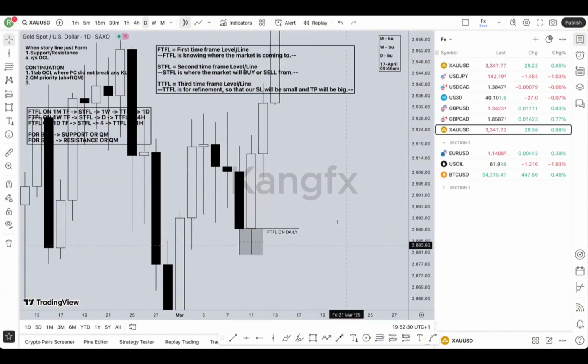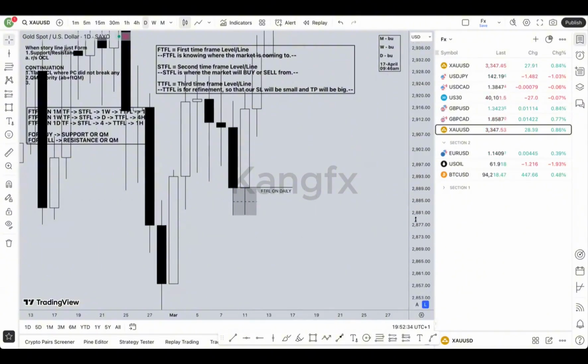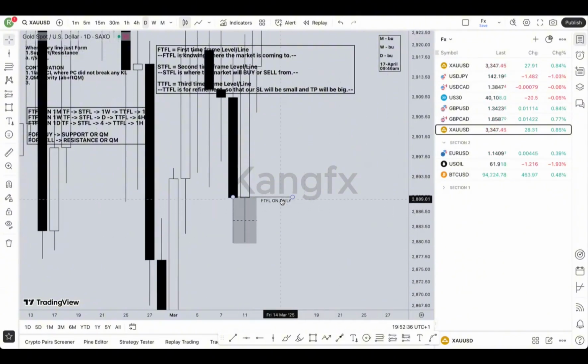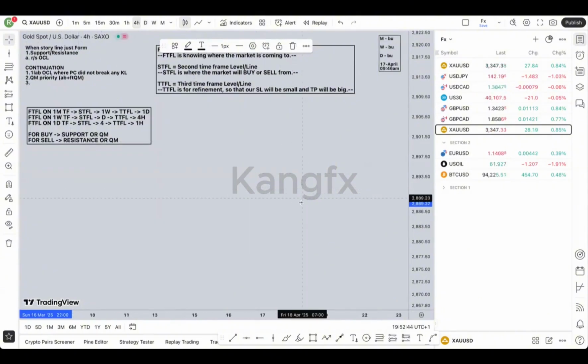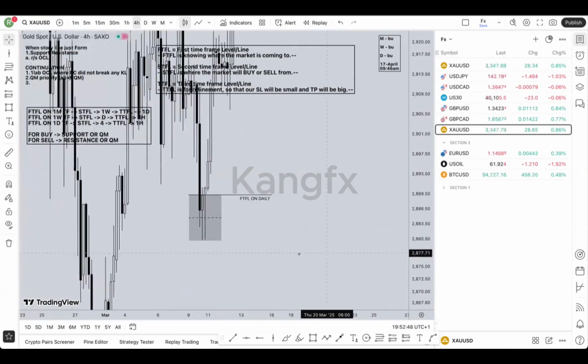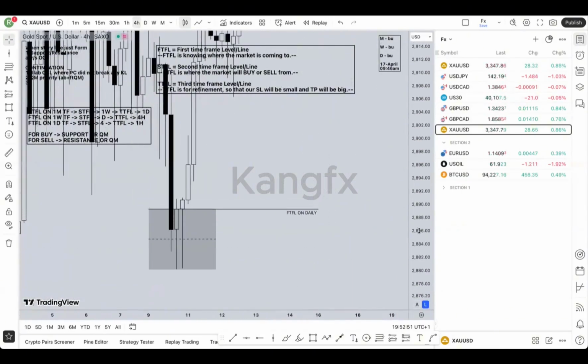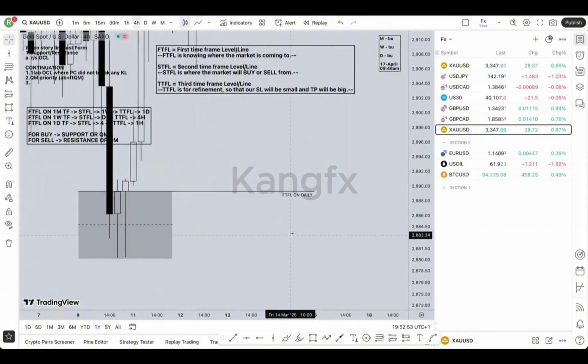FTFL on daily. So after marking here, if I go down to my STFL, the only thing I'm looking for inside, since we are looking for buys, is going to be support or QM. So I go down to the second time frame, which is the STFL. So coming down to the second time frame, I'll see that I have a support which is not fresh.